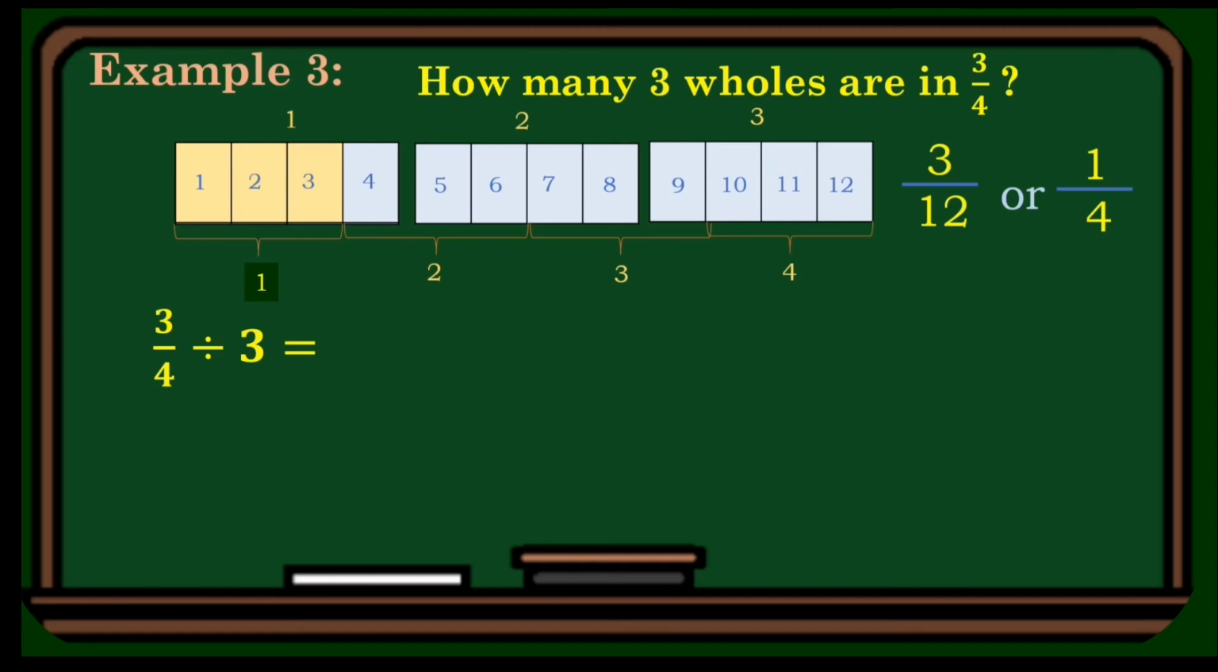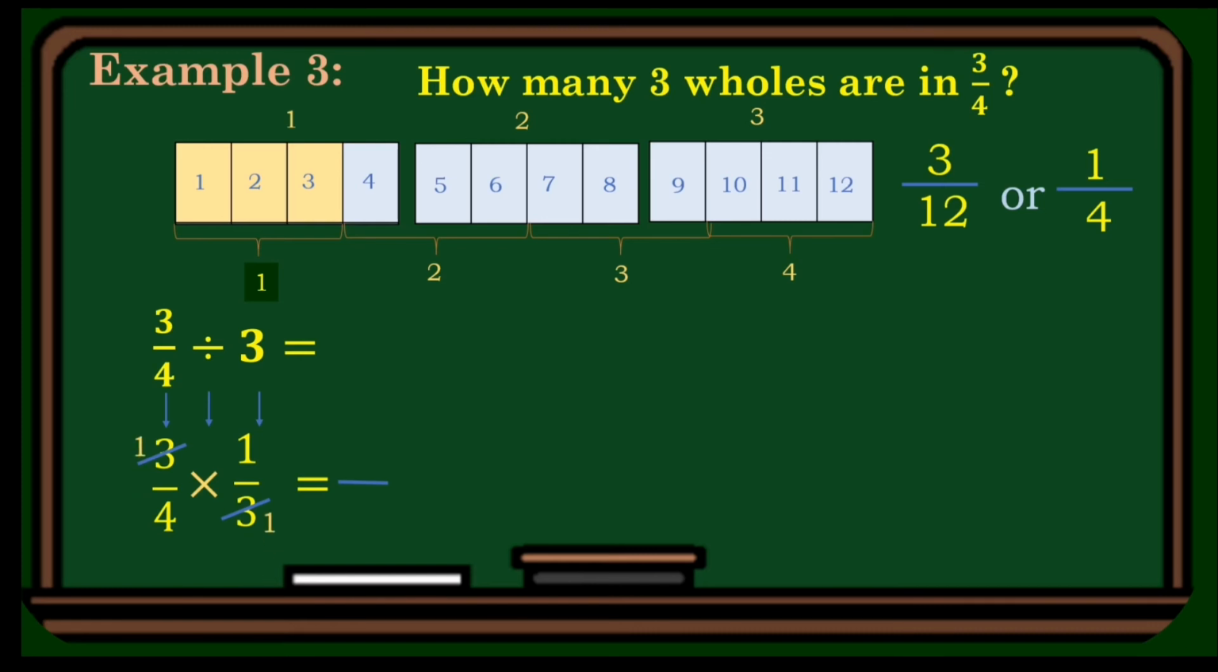So let's copy the dividend, which is 3/4, and then change the sign from division to multiplication. And then the reciprocal of 3 is 1/3. And then apply the cross cancellation method. We have 3 and 3, so the common factor is 3. Let's divide 3 divided by 3 equals 1. And then 3 divided by 3 equals 1.